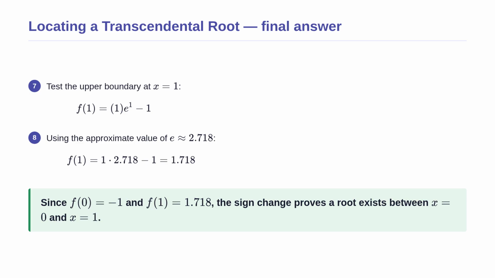Now we test the upper boundary by substituting x equals 1 into the function. Any number raised to the power of 1 is just itself, so e to the power of 1 is simply e. We use the approximate value of e, which is 2.718, to see if the result is positive or negative. The calculation gives us approximately 1.718, a positive number. Because f of 0 was negative and f of 1 is positive, the sign has changed. This physically proves that our complex transcendental curve crosses the zero line.